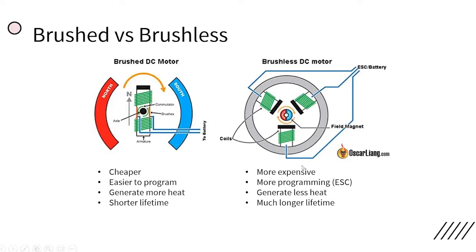Now, a brushless DC motor is going to generate a lot less heat and have a much longer lifetime because there's no longer any contact. So there's not going to really be as much friction. So because of that, you can also reach much higher speeds, actually. The main downsides for these are that they're more expensive and they're more difficult to program because you have to deal with what's known as an electric speed controller, which is going to be used to dictate the pulses between each of these coils.